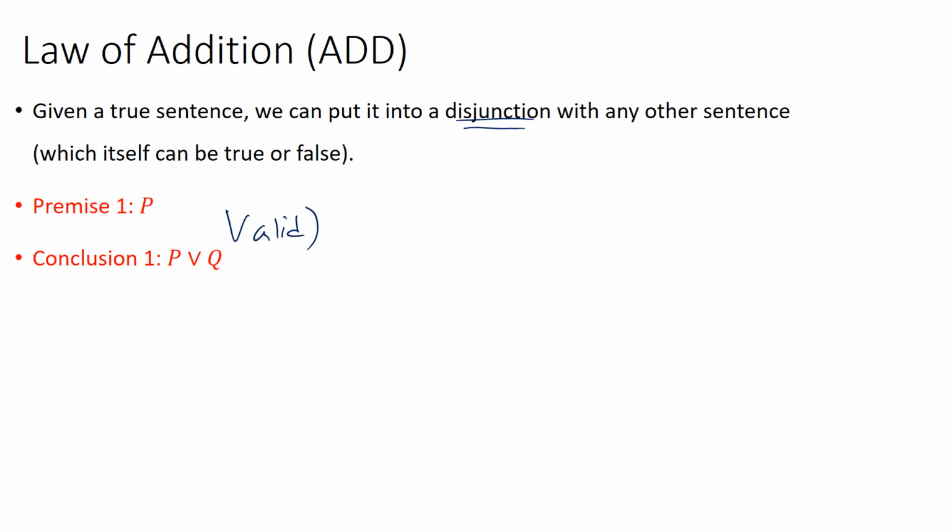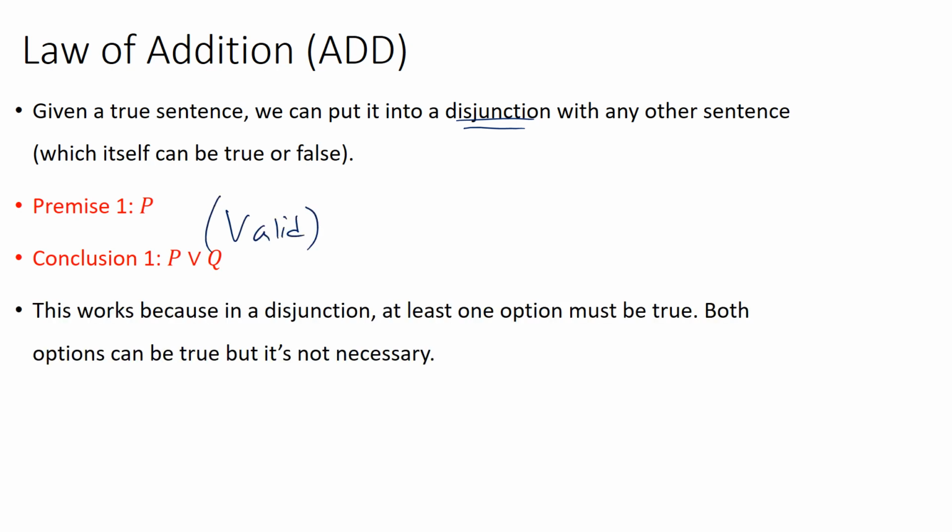This works because in a disjunction, at least one option must be true. Both options can be true, but it's not necessary.